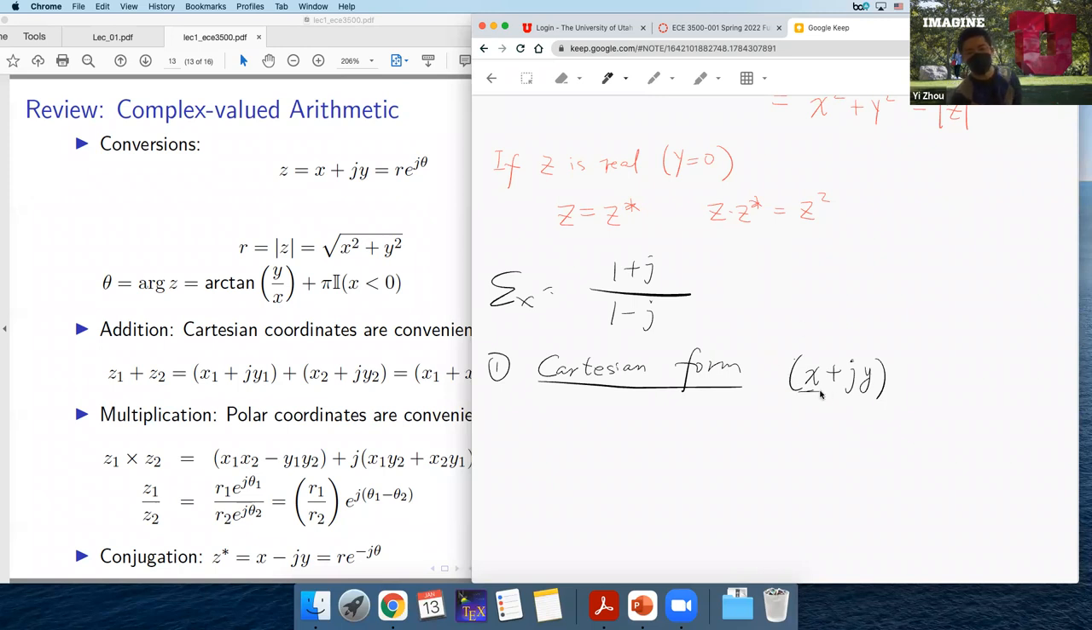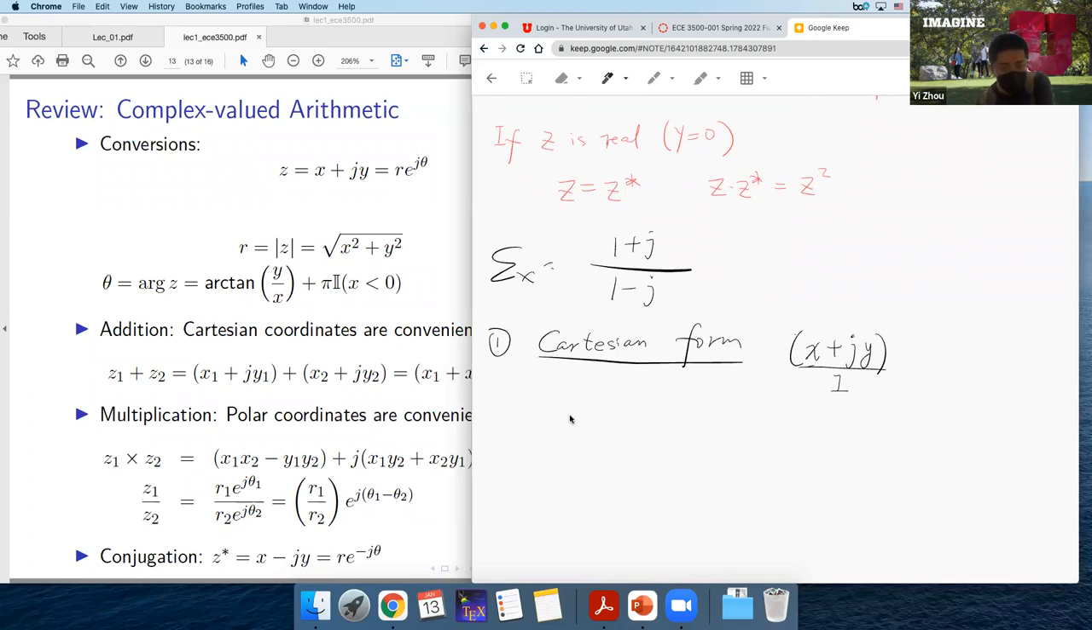So if you look at the Cartesian form, the denominator is actually 1. It's x plus jy divided by 1. So somehow we need to get rid of this j in the denominator. And that is how conjugation is very useful here. This is how you simplify all these types of division structures, with complex numbers involved, into a standard Cartesian form. You basically multiply the numerator and the denominator by the same number, which is the conjugate of the denominator.